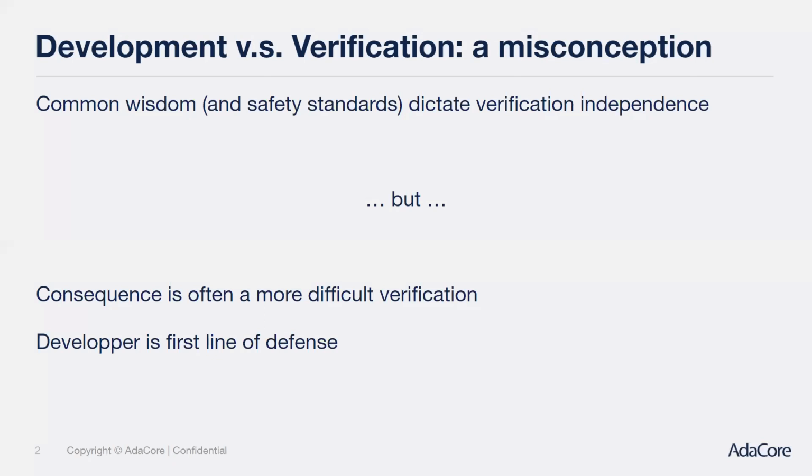So of course, at some point, you need somebody to verify the software independently, but the developer is the first line of defense, and it's important to give him tools to be able to run and define as much as possible the verification of his software.